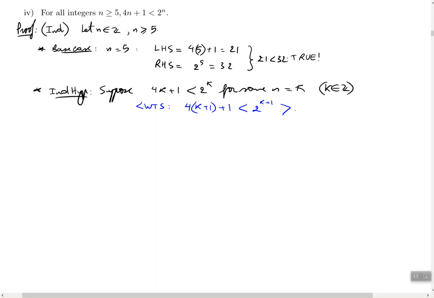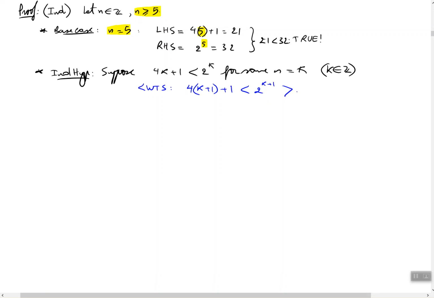Okay, so the last part of example 6, this is the starting point of it. I grabbed the n, which is greater than or equal to 5. I did the base case by putting 5 everywhere. I checked the left-hand side, I checked the right-hand side. Turns out that everything is fine. And I started by writing the inductive hypothesis. And so I'm now ready to do the proof.